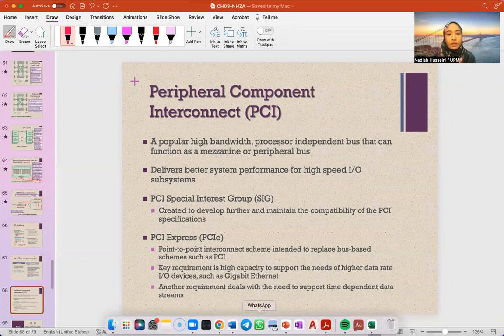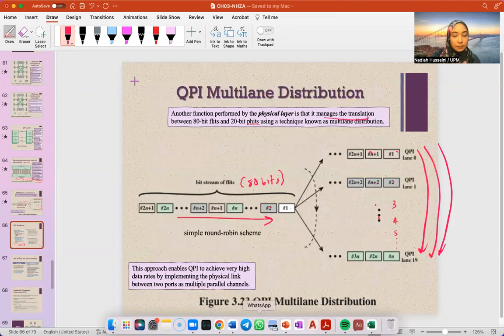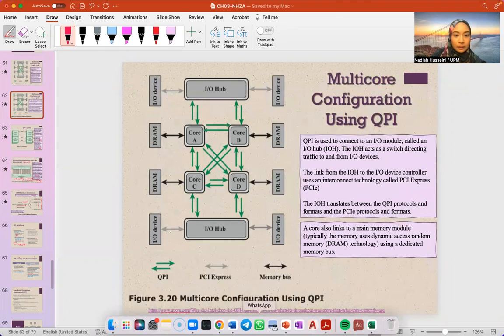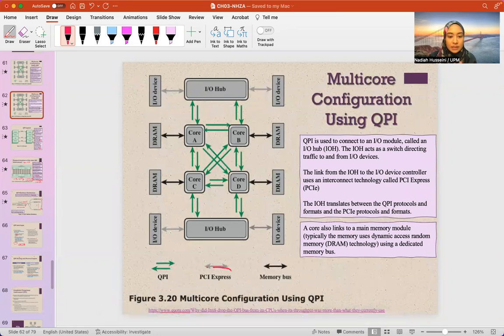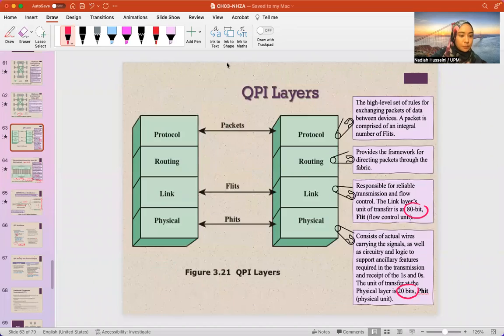Okay, no chat. So, peripheral component interconnect. What is PCI? We have seen this, but only briefly. Let's go back. I talked to you about PCI Express, not necessarily PCI. PCI Express connects the I/O hub to the I/O device. Let's talk about PCI first and the difference between PCI versus PCI Express.